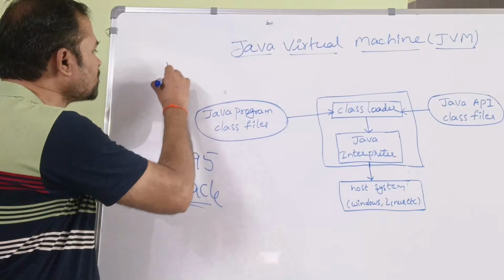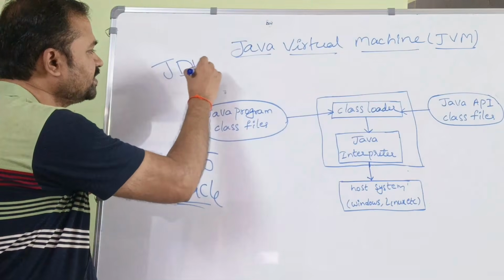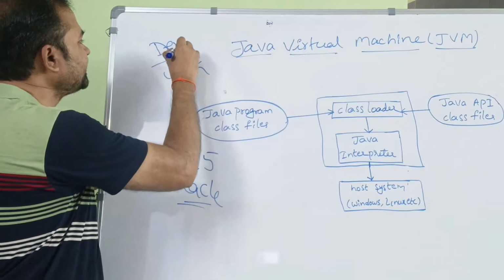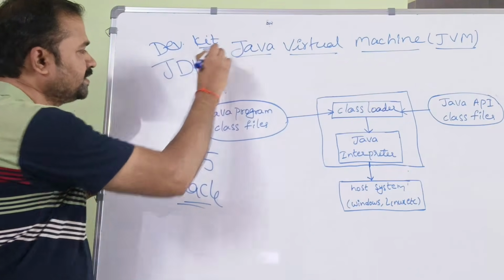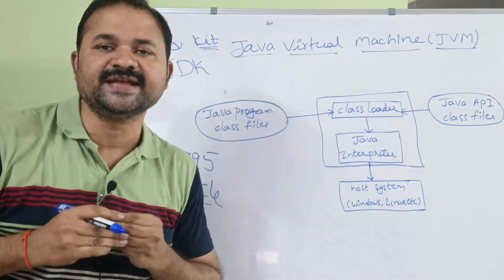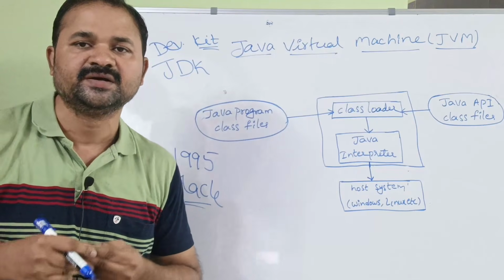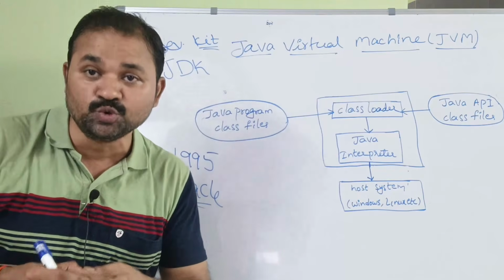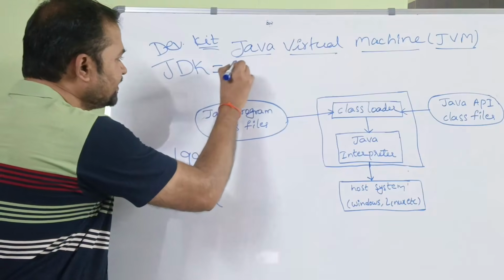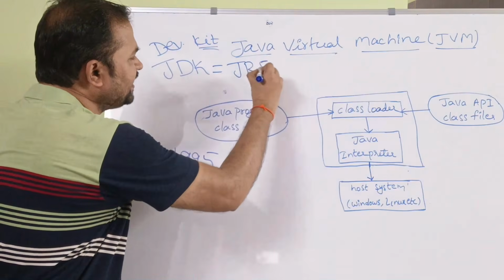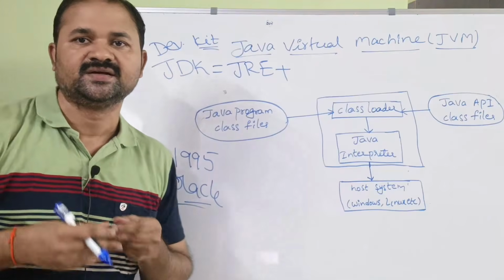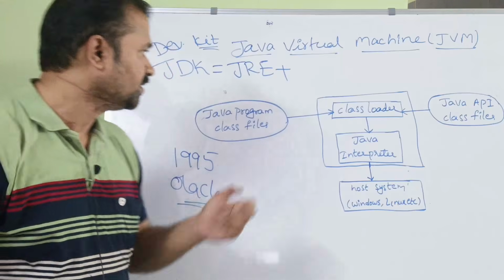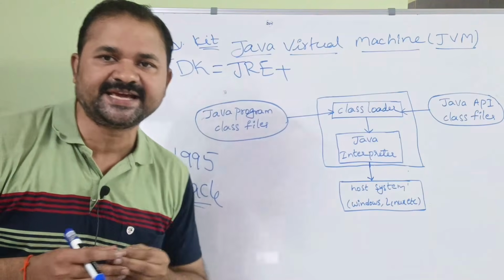Here mainly we have a software called JDK. JDK stands for Java Development Kit. JDK provides an environment to develop Java applications. JDK contains several tools such as JRE, and it contains several tools like javac, the Java compiler, and jdb, the Java debugger. So that is about what JDK is.